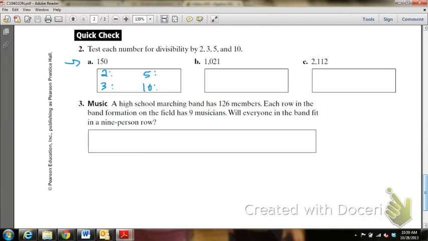For quick check 3, a high school marching band has 126 members. Each row in the band formation on the field has 9 musicians. Will everyone fit in the band in a 9-person row? So this is just like example 3. See if 9 goes into 126 evenly. And with 9, you can use one of the rules. So look back at the rule and try those quick checks. And we'll check your work in class.